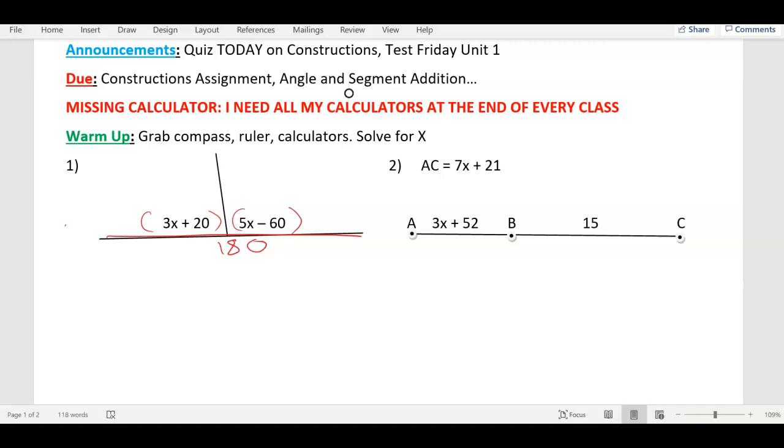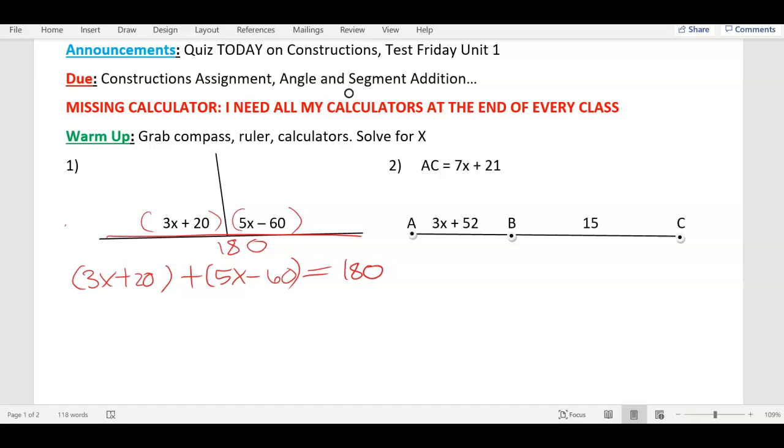The part on the left, 3x plus 20, plus the part on the right, 5x minus 60, equals the whole thing, straight line, 180. Okay. Half of the issue with these problems is setting it up. So do you see how I did that? Part plus part equals the whole.